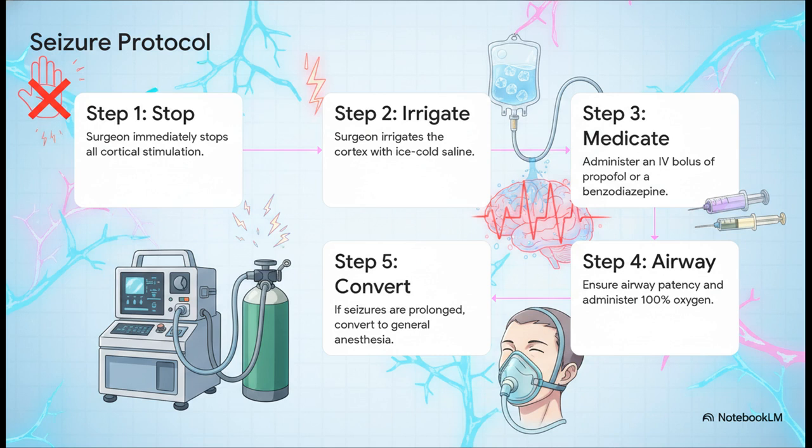It's incredibly effective. If that doesn't work, then we step in with pharmacology, a small bolus of propofol or midazolam. All the while, our number one priority is the airway. Maintain patency, give 100% oxygen, and in the rare case that the seizure continues, we have to be ready to pull the plug on the awake part and convert to a general anesthetic.